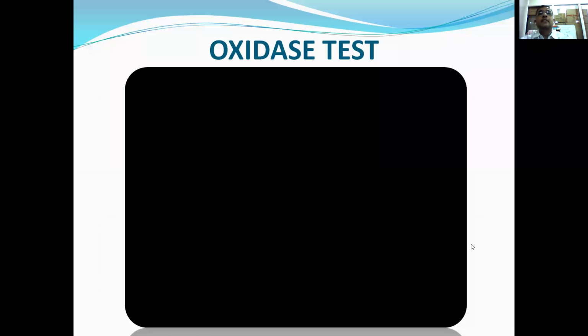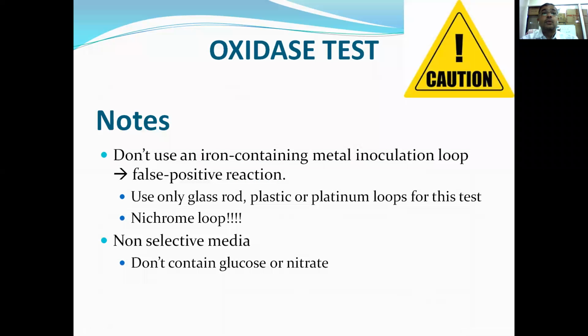Now moving to the next point, here also you should take some precautions. For example, the oxidase test generally should not be performed by picking the colony using a loop containing iron. Whenever you are performing the oxidase test, you must ensure that your loop is not made of iron, because iron directly gives a false positive result. So generally it is advisable to use a glass rod, plastic, or platinum loop to perform the oxidase test.